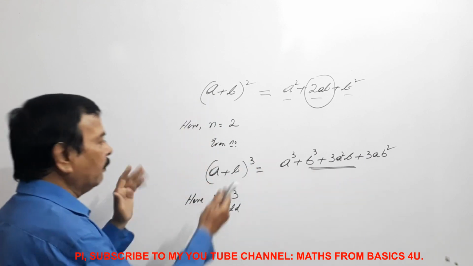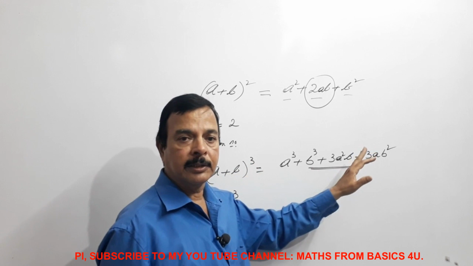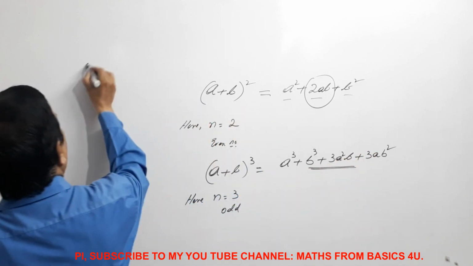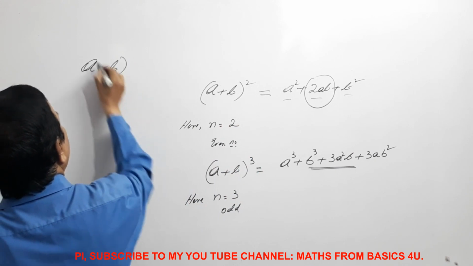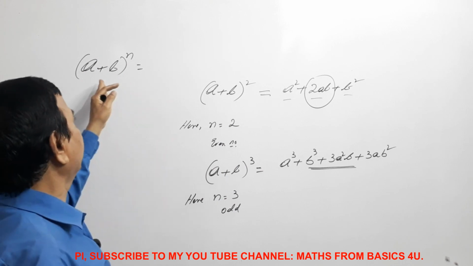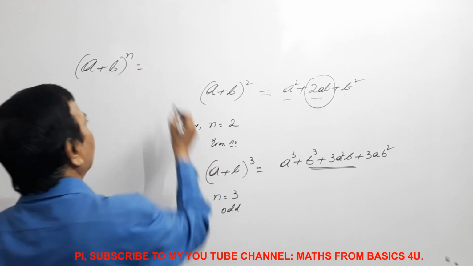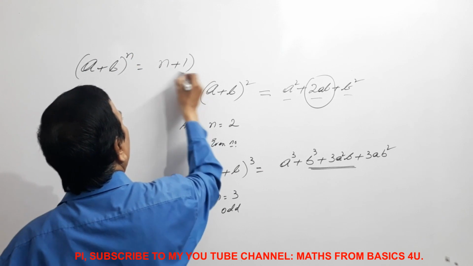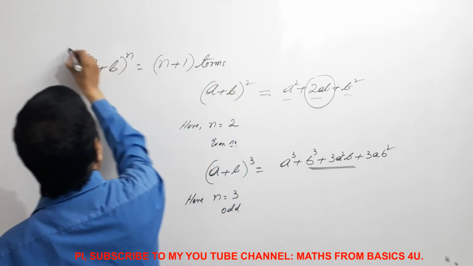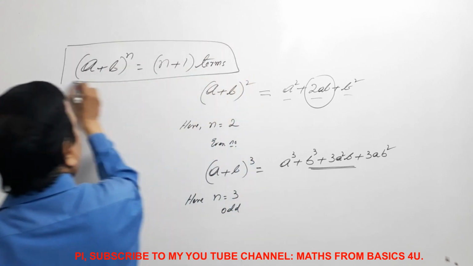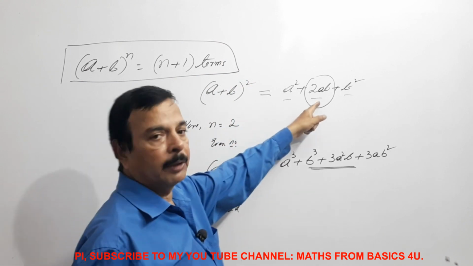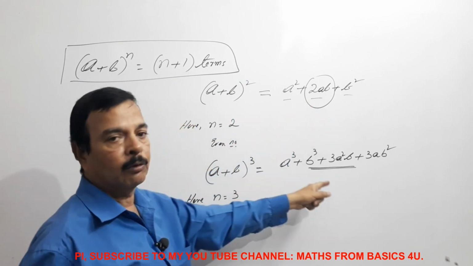So depending upon the value of n, the number of terms increases. So the number of terms in the expansion of, supposing we have (a plus b) to the power of n, will always be n plus 1 terms. Remember, this is an important aspect, and when n is even we will have one middle term, and when n is odd we will have two middle terms.